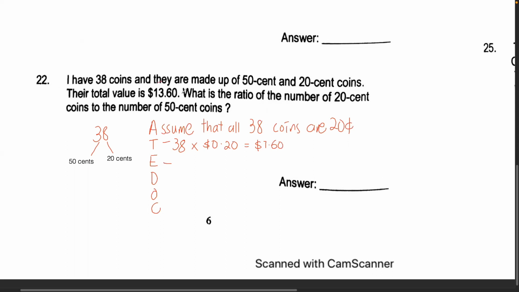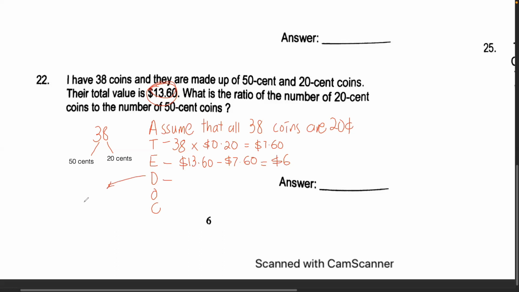Okay, then E stands for extra. You can see that the total value is $13.60, correct? But what I found is only $7.60. So that is $13.60 minus $7.60. Okay, if you're unsure of what I'm talking about, because this is assumption and this is the first time that you have heard it, I would highly encourage you to watch my first few videos on assumption first. Then you come back to this and you will understand what I'm talking about.